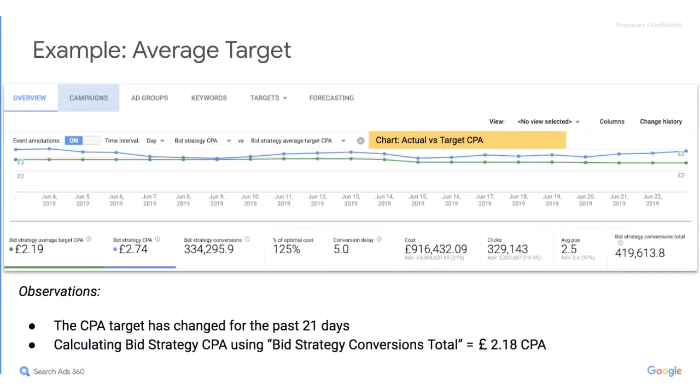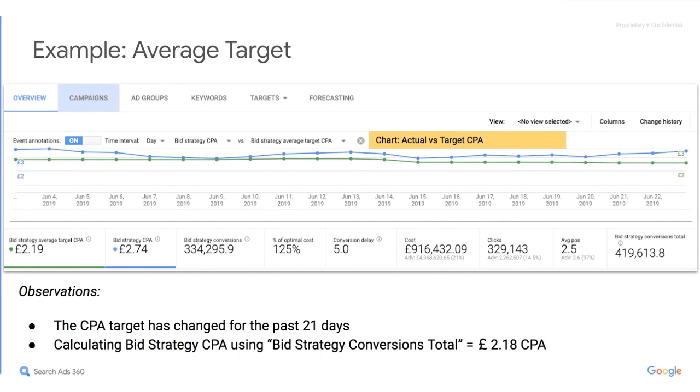So one step back, an example here would be bid strategy average target CPA, which is the green line, and you'll see that changing almost every day by a little bit. Essentially what this means is the advertiser was going in and changing the target pretty regularly, but the average of that target is 2.19 pounds. And the bid strategy CPA is the blue line. Over the last 28 days, the target was pretty much changing, but we've basically shown you the average weighted target for this strategy.